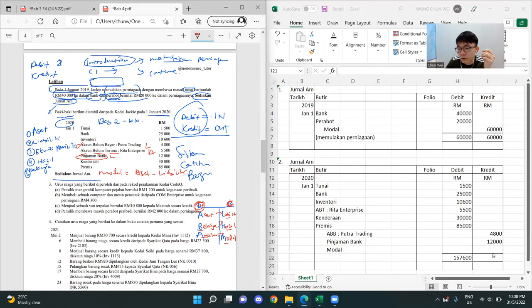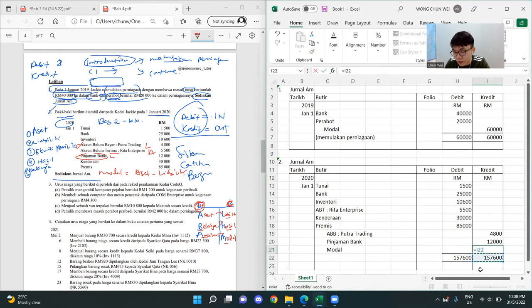Therefore, how do you get this one? So here, your credit equals this jumlah, 15,760, because it must be the same here. So in order to get the modal, you can use this jumlah, 15,760 minus your 4,800 minus your 12,000. So when you look carefully, it's actually this formula: all the asset, minus your 4,800 liability and your 12,000 liability, then you get your modal. Do you understand? If yes, give me an M in the chat box.